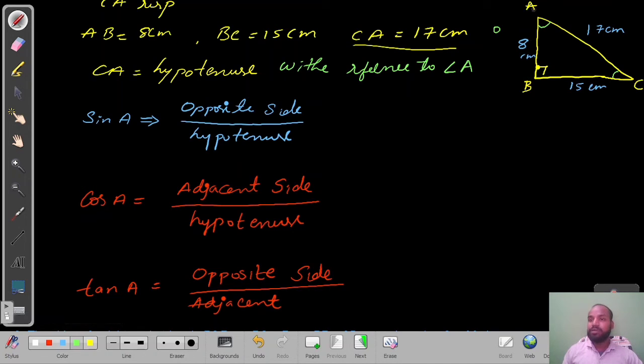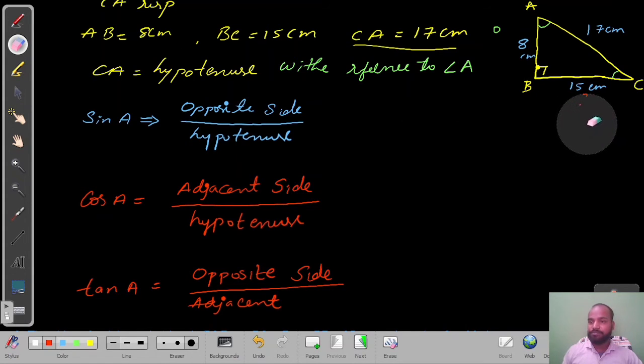But with respect to angle A, I will highlight C here. With respect to angle A, what is the opposite side? This BC is the opposite side. BC is the opposite side. So you remember this point, it is very important. So once again, I'm explaining.